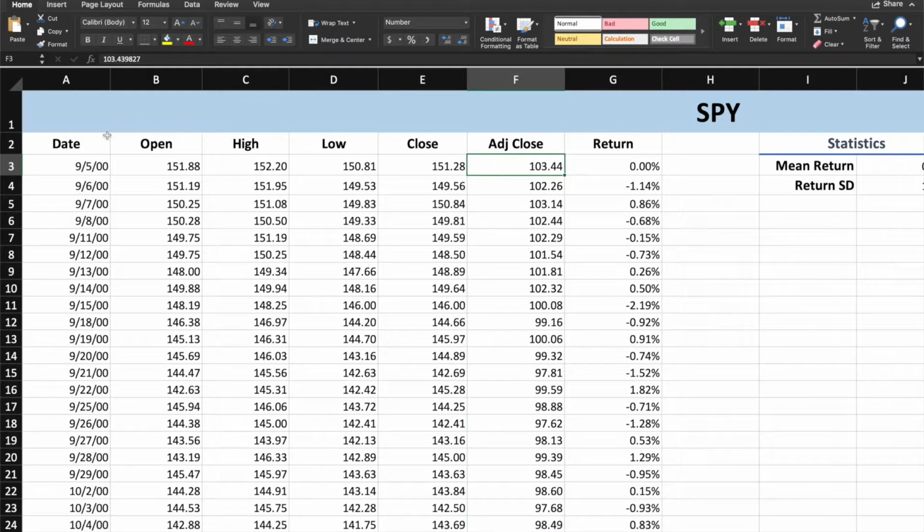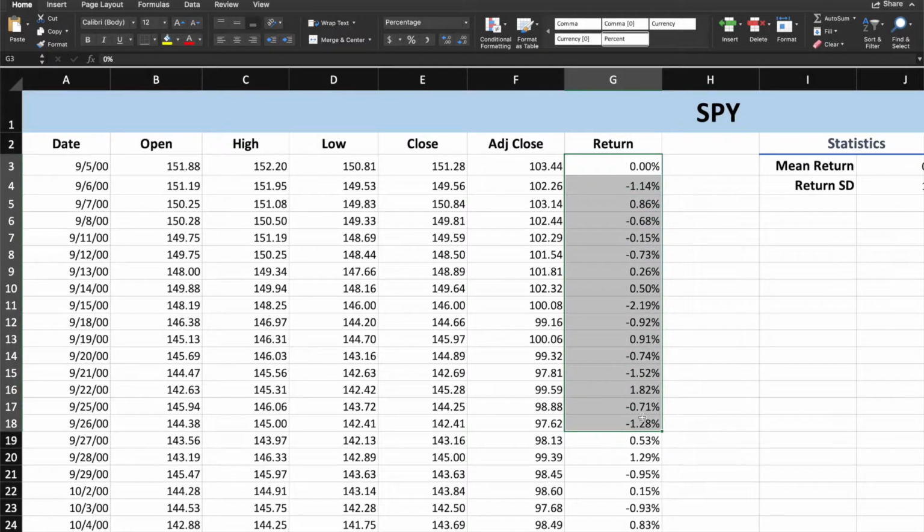The return from September 5th to September 6th, just one day, was that SPY dropped by 1.14%. The price fell from 103.44 down to 102.26. And so again, that's a drop of 1.14%. And then from September 6th to September 7th, SPY gained in price by 0.86%, and so on and so forth. So this is the data I'll be using for my research, or that I did use for my research.